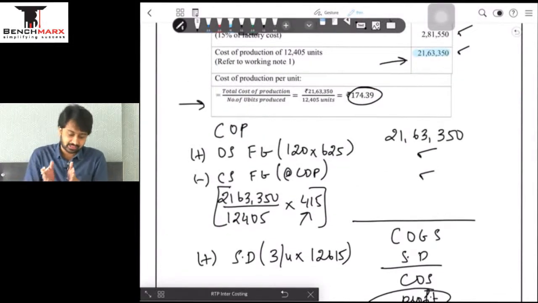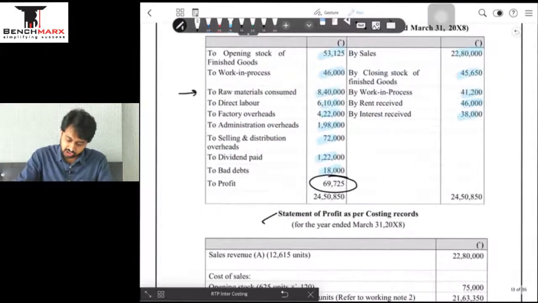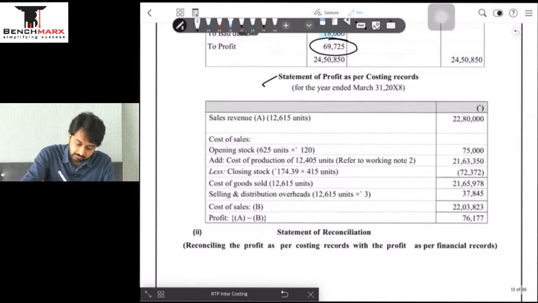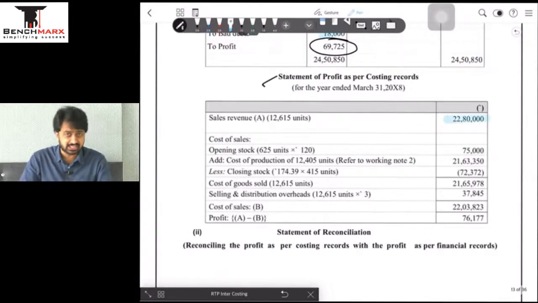What the ICI has done in its solution is, once it has found the COP, it has started a cost sheet statement starting from sales and using the COP. We'll discuss that as well, but you can do it this way too, because we all are accustomed to using a cost sheet format. So this is how the sum can be solved. What the ICI has done I will discuss now. ICI has started from the sale revenue, that is nothing but sales into selling price, or sales as per financial records, because sales is not going to change.